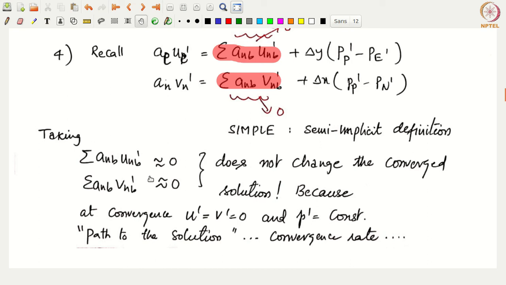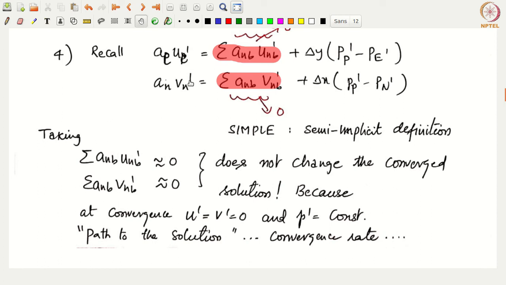But if you take it to be 0, it only says that you are putting the entire burden of correcting velocities on pressure corrections, because the neighboring velocities are not contributing. But we realize that this kind of an approximation will not change the final converged answer. Now why is it so? Because your U prime, V prime would be 0 at convergence, because P prime would reach a constant value. As a result, U prime, V prime would be 0.